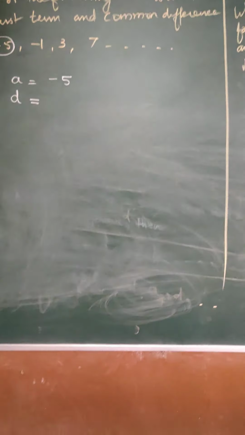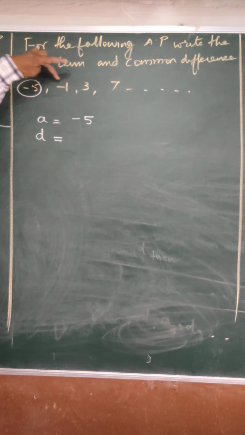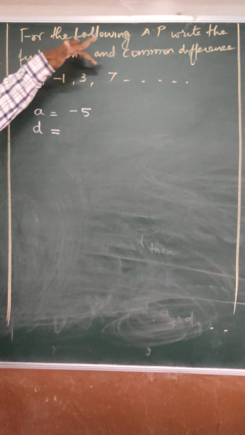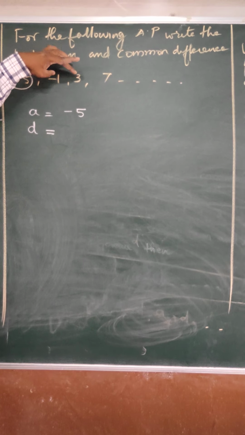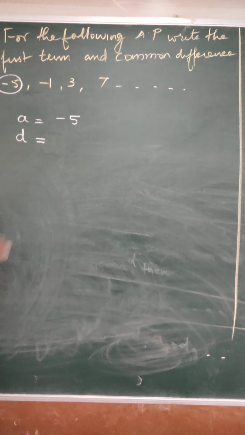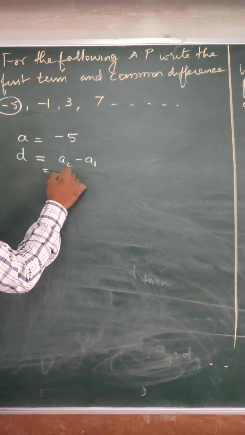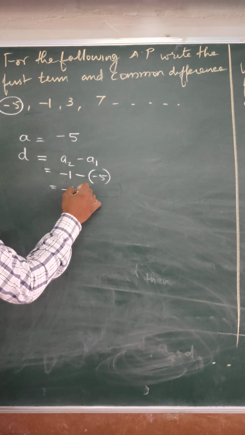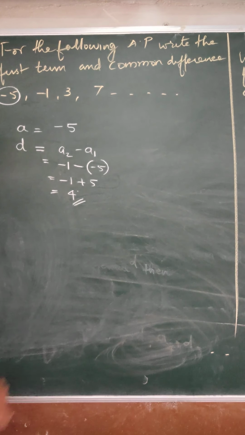Now to find the common difference, we know that this is already in AP, as said in the question, and therefore we can subtract the first term from the second term, or the second term from the third term, or the third term from the fourth term. If you subtract any two consecutive terms, the difference must always be the same. So I will take the second term and the first term. A2 minus A1 is equal to -1 minus (-5). So minus of -5 becomes -1 plus 5, which is equal to 4. So the common difference is 4.